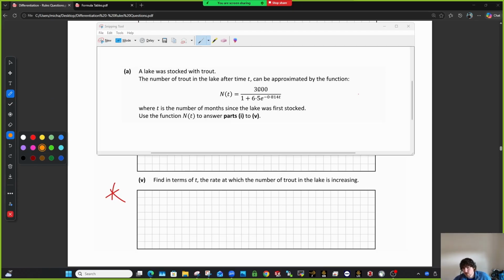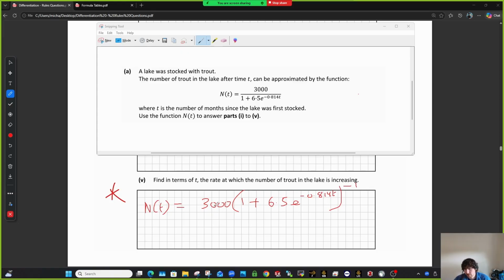Now, a lot of people would be super scared and they would just go and use a quotient rule for this. And that's kind of, yeah, if you want to do that. But because the thing on top is a number, there's no need for a quotient rule here. Okay, but you can do a quotient rule if you want. What you would do here is you just rewrite your n of t. You would bring the bottom up like this. 1 plus 6.5 e to the minus 0.814 t to the power of minus 1. You can just bring it up like that.